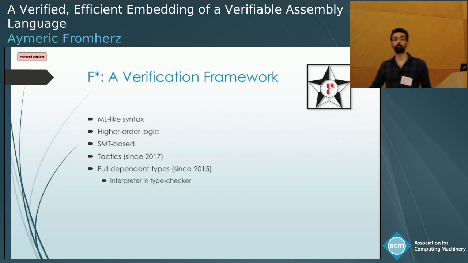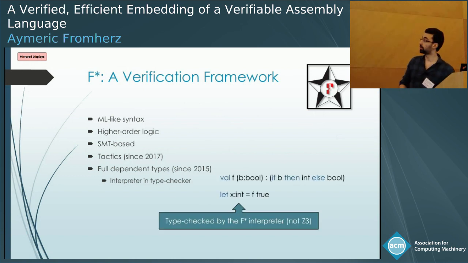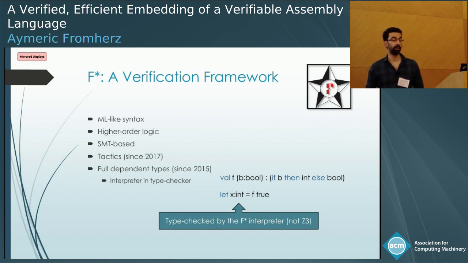And since it supports full dependent types, it has an interpreter inside the type checker that can perform computations on terms. Where this is useful is that if we consider, for instance, this small function, f, whose signature says that it takes a Boolean as an argument and returns an integer if the argument is true and a Boolean if the argument is false, type checking the application of this function to a Boolean true will be done entirely by the F* interpreter. F* won't need to pass anything to Z3 to type check this function dependently.